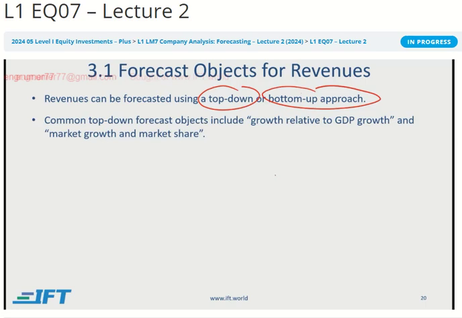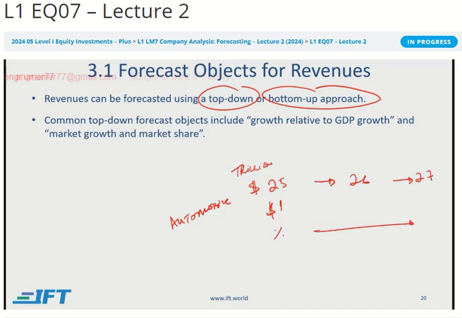Let's say US GDP is $25 trillion, right? And expected to go to 26, 27. And then we can say, all right, what is the automobile market as a percentage of the GDP? So let's say that's 1 trillion. I'm just throwing some numbers here. And that is X percent. And if that percentage remains, then this is the size of the automobile market.